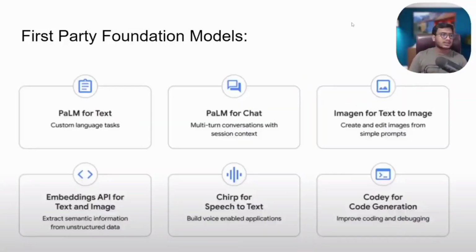And guys, here you can see these are some first party foundation models, like PaLM for text. You can customize language tasks. Then PaLM for chat. So here you can perform conversation. Then you can do Imagen, for text to image. That means if you give any prompt, it will generate the image. Then we also have something called the embeddings model, that means the embedding API. Let's say you want to generate any kind of embedding for text or image, you can use this kind of embedding model. Then the chat model, speech to text, then a code generation model was also available. So these were the first party foundation models from Google Research.